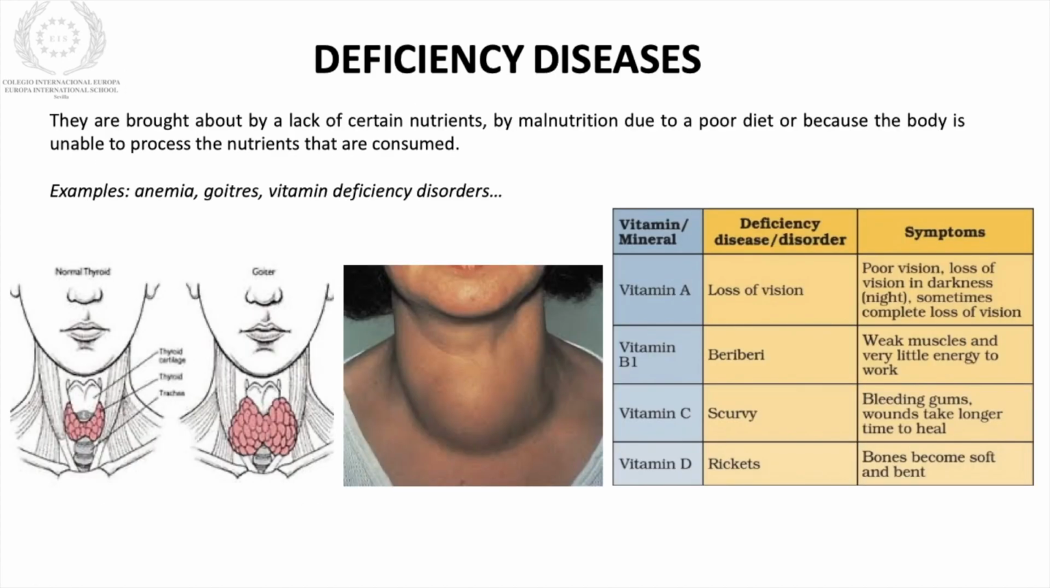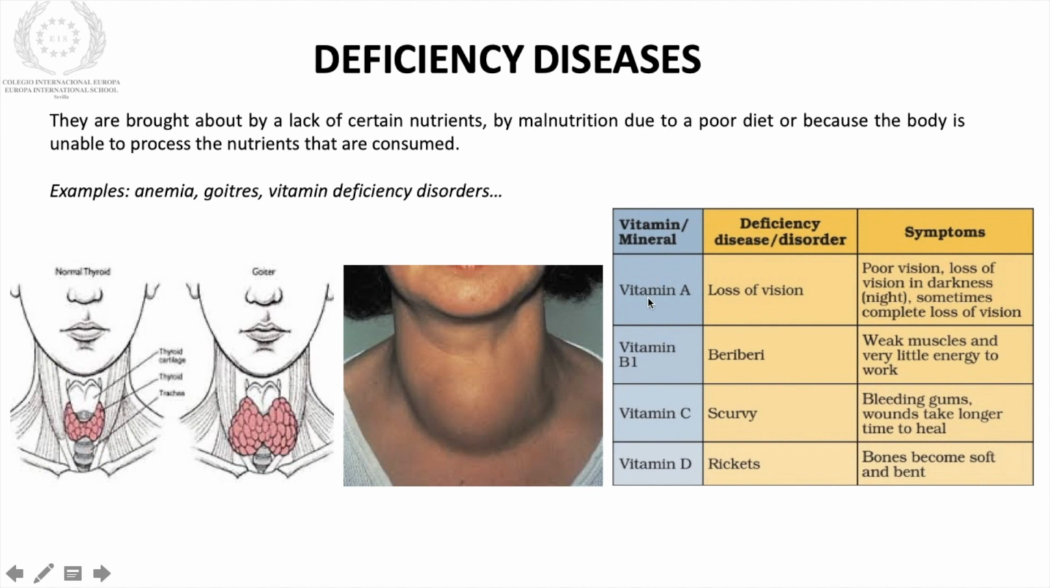Deficiency disease, another non-infectious disease. These kinds of diseases are brought about by a lack of certain nutrients, okay, that cause malnutrition. What are the causes of malnutrition? If we have a poor diet or if our body cannot absorb the nutrients that we are consuming. Okay, here we have different examples: anemia, in the case of iron, goitres, okay, this is a goitre and affects the thyroid. Then vitamin deficiency disorders, that are the most common ones and also the most dangerous.